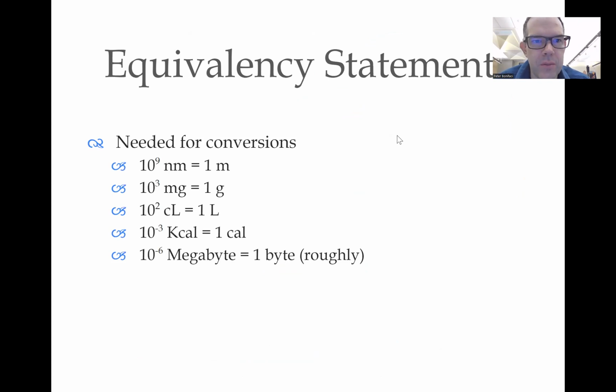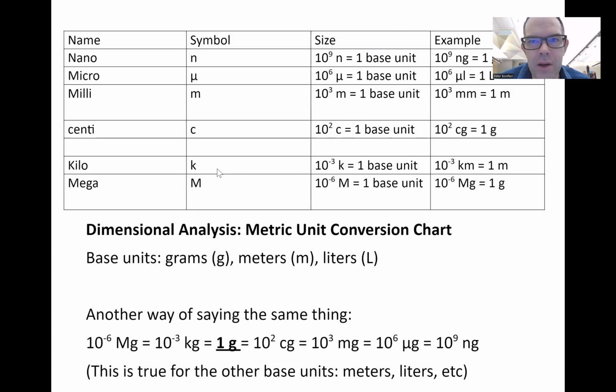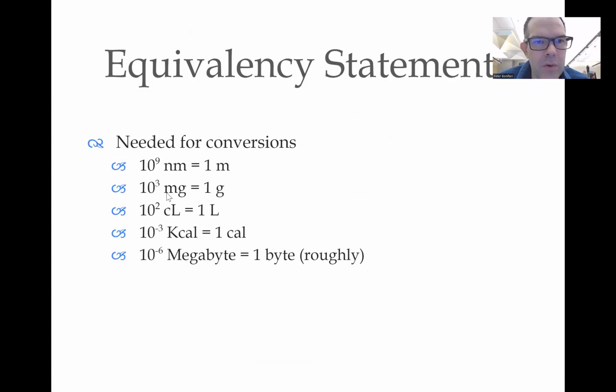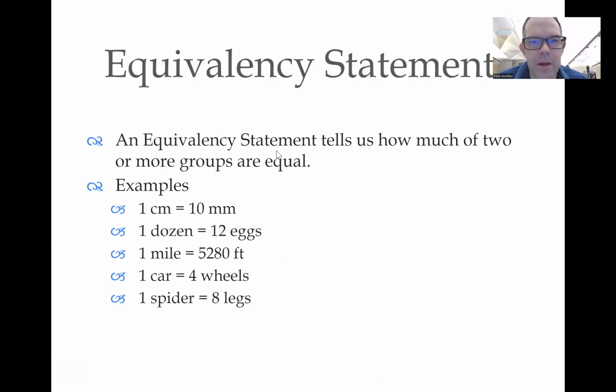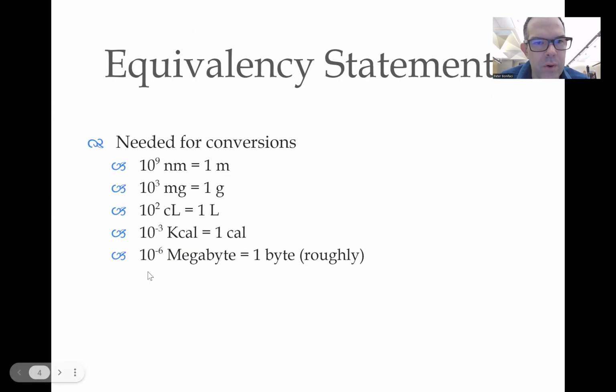Okay. So just as a reminder, this is the same thing as the previous page, but you can see here that 10 to the 9 nanometers is 1 meter. I know that because 10 to the 9 nano is 1 base, right? And 10 to the 3 milligrams is 1 gram. Again, milli, 10 to the 3, and the 1, right? Okay, cool. And it's the same down here, same number down there, right? And then 1 mile is this many feet.